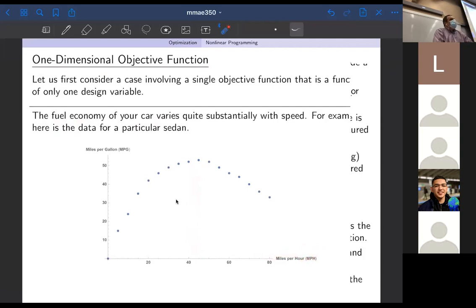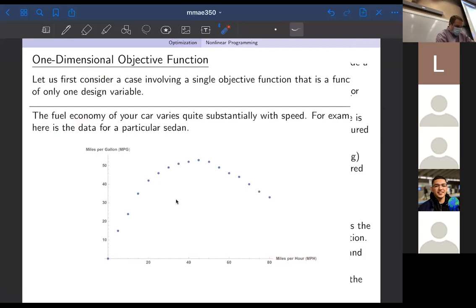Well, for my grandmother, the constraint was the speed limit. For most of us, the constraint is the fastest we think we can go without getting caught above the speed limit. And I did not say that. This will not be posted on YouTube.